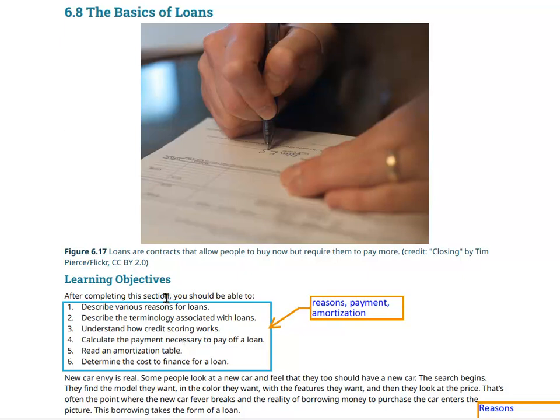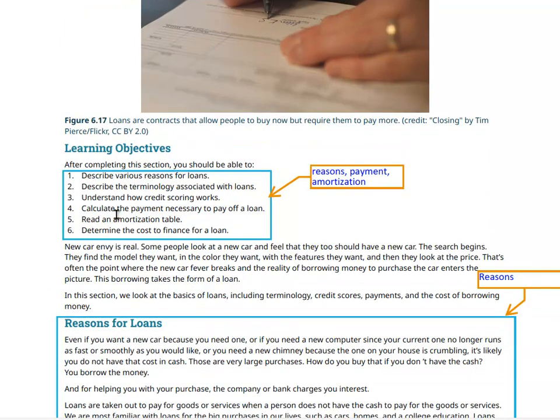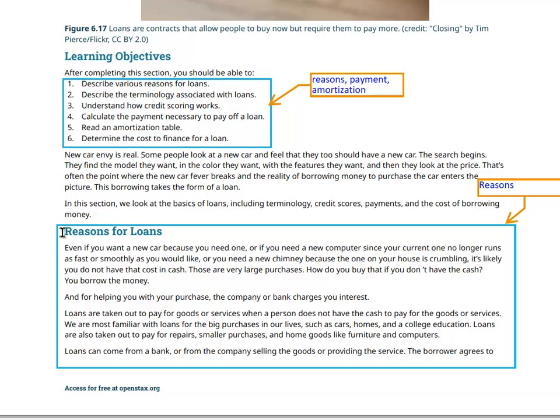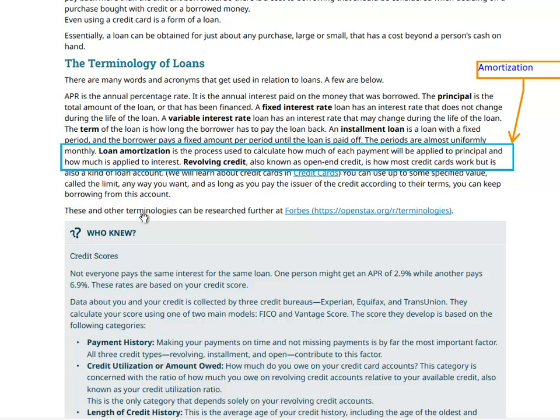So here we're going to look at loans. I highlighted the learning objectives and then reasons for the loans, and I'd like to read through that. And then the amortization, which is a word that I had to learn myself. So just like it says, it's the process used to calculate how much each payment will be applied to the principal and how much is applied to the interest.